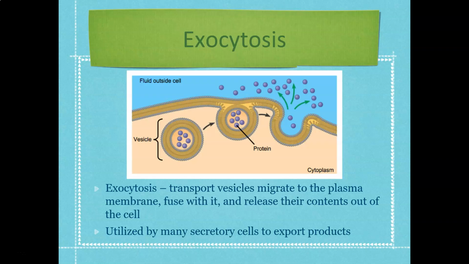And those transport vesicles migrate to your cell membrane, they fuse with it, and they spew their contents out of the cell. So a lot of secretory cells, glands, the ends of your synapses in your neurons, releasing neurotransmitters, all of this stuff is occurring via exocytosis.